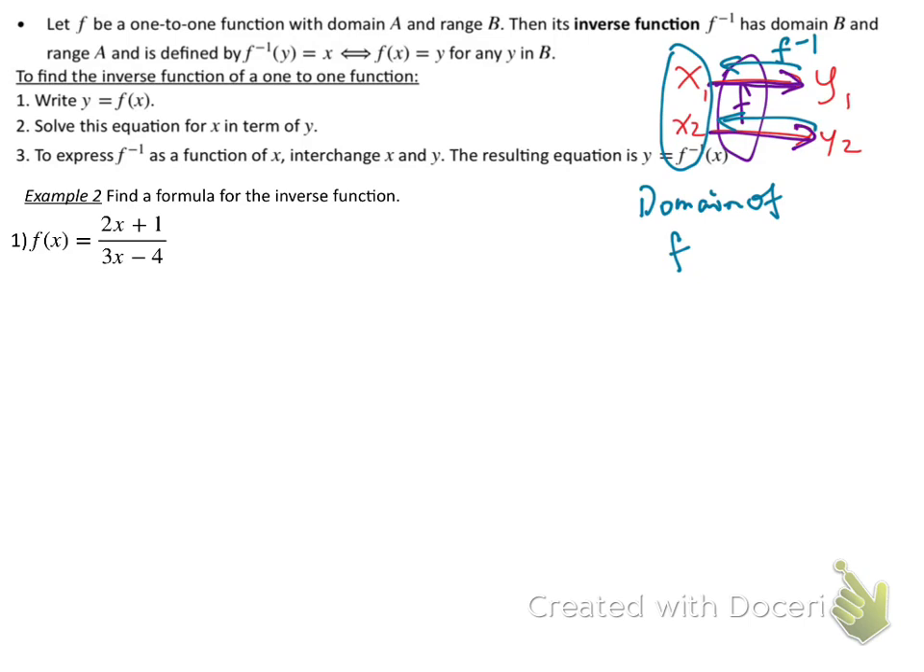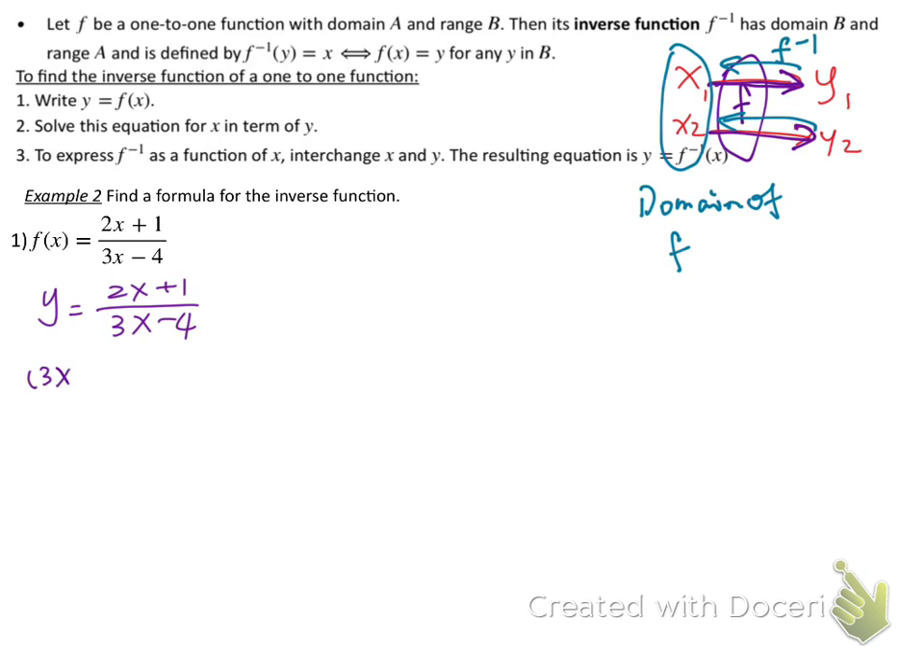First, we write y equals f of x. So my function here is f of x equals (2x plus 1) over (3x minus 4). First, I replace my f of x by y. I need a function of only x and y, no f, so I can solve in terms of y. Then I solve for x.